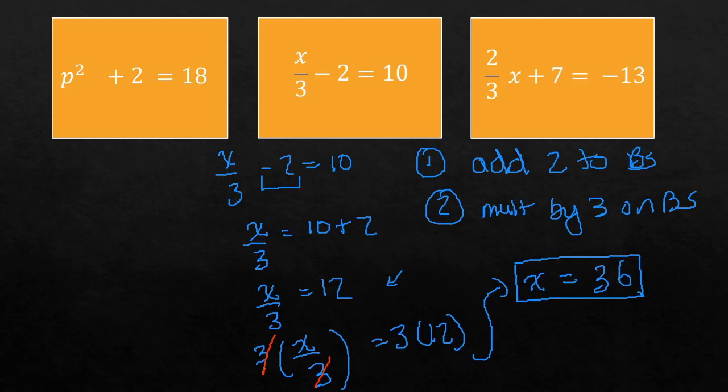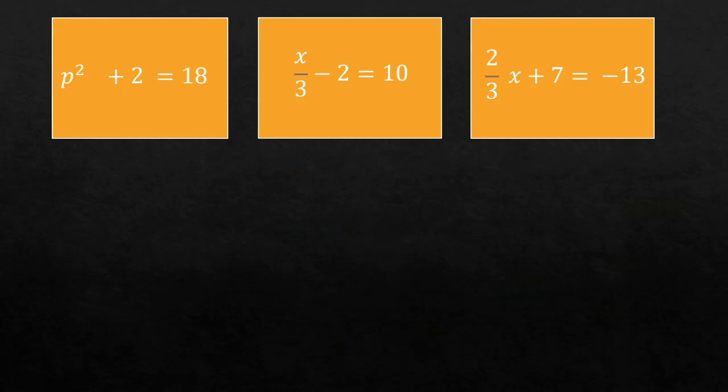Okay, move on to the last one here. Okay, so now we have 2 over 3 x plus 7 equals 13. So another thing here we've talked about is we have this big scary fraction, but let's not let it freak us out. We're still going to deal with our addition and subtraction first. So we're going to subtract 7 from both sides.